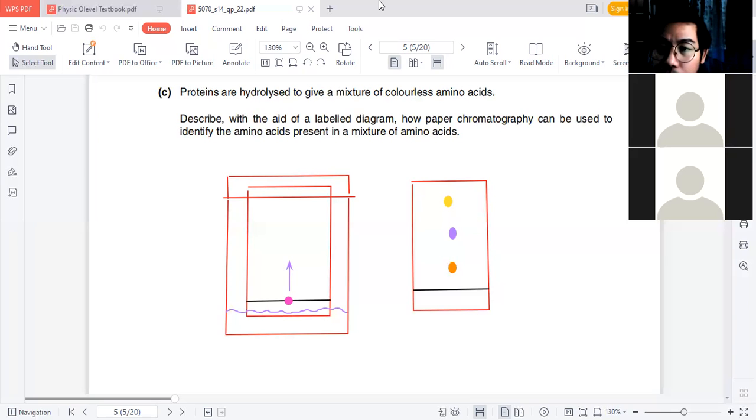So far so good? So remember that, because it mentioned a mixture of colorless amino acids, so it has to be with the locating agent. Once you complete it, let it dry. Then take your locating agent and spray it, and it will show you color. Now you compare the positions with your samples. So is it good?